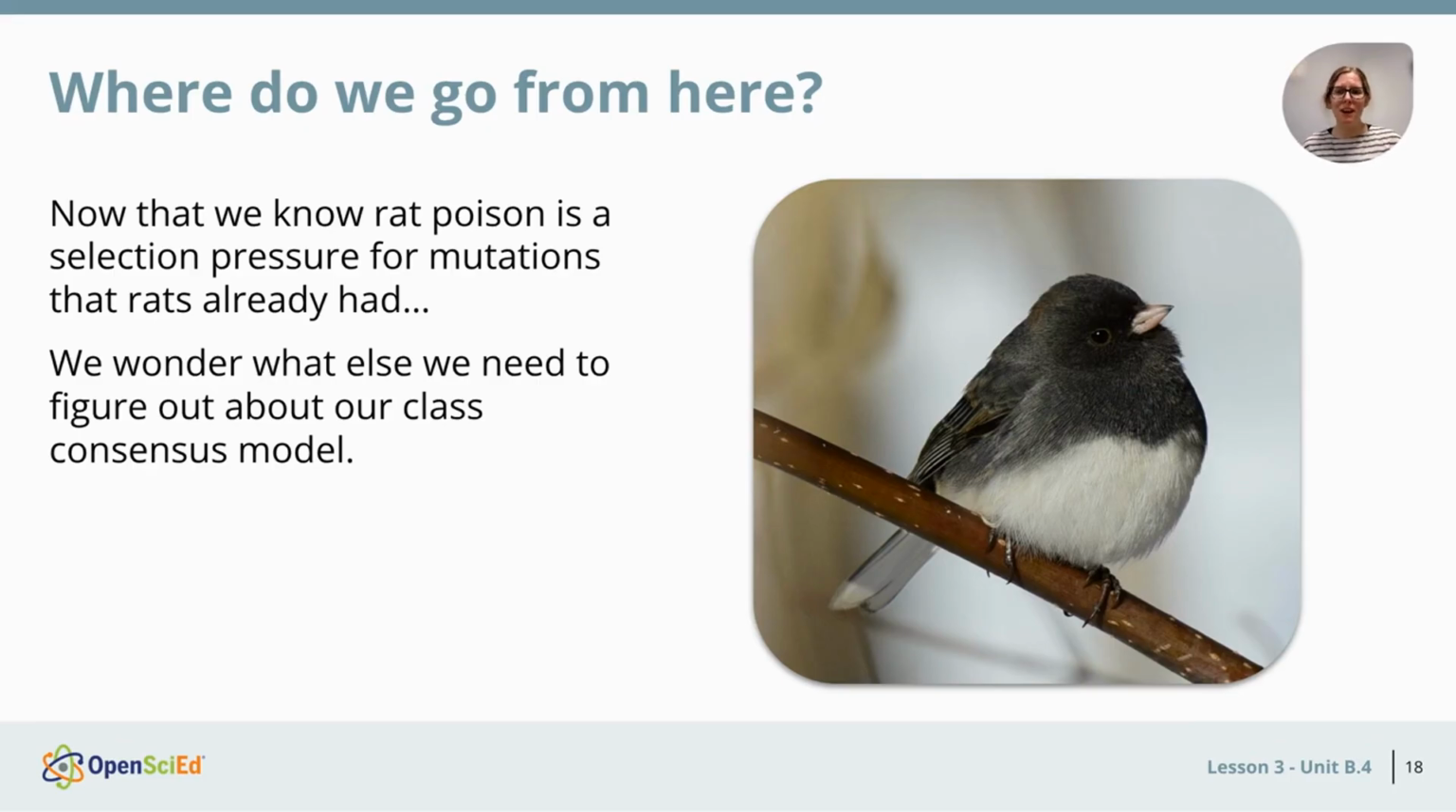So where do we go from here? Now that we know rat poison is a selection pressure for mutations that rats already had, we wonder, what else do we need to figure out about our class consensus model? And that will lead really nicely into the next case study with the Juncos.